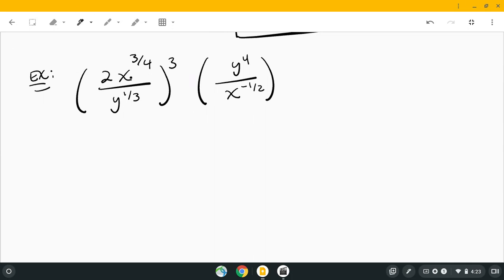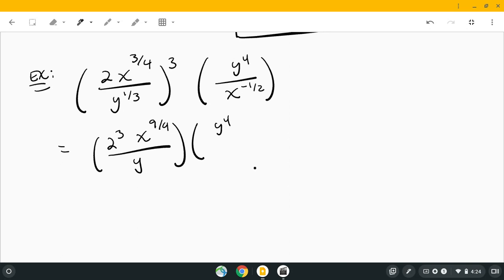So everybody here gets their exponents multiplied. So this is going to give me 2 cubed. This is going to give me 9/4. And this one is going to give me 3/3. 3/3 is the same as 1, so I'm just going to leave it as 1. And then I have this here. And then this has a negative exponent, x to the negative 1/2, so I'm going to move that up.